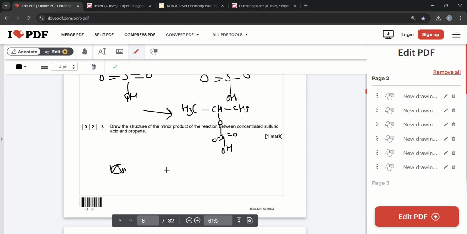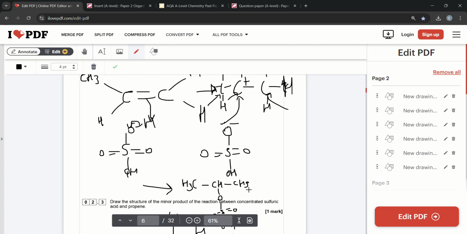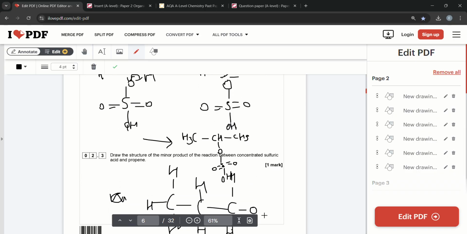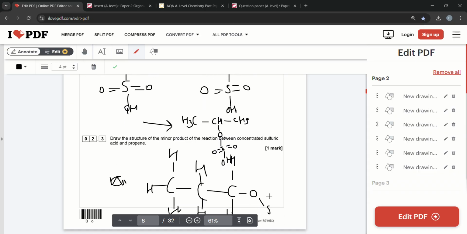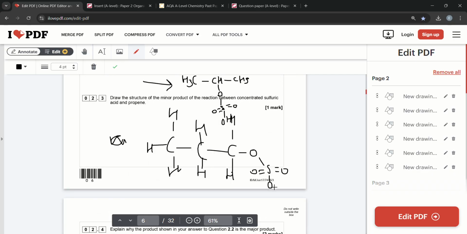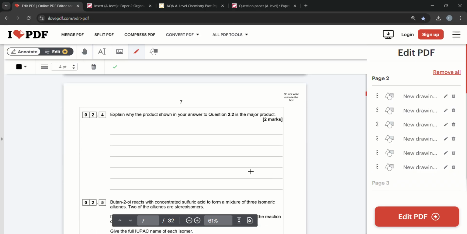Oh, it says draw the structure, yeah. So we've got CH3, CH2, CH2, and obviously the oxygen in this case is going to bond to the first carbon, so it's just going to be O and S, double bond O, OH, or CH3, CH2, CH2, O, SO3H. Explain why your product in your answer to question 2.2 is a major product.